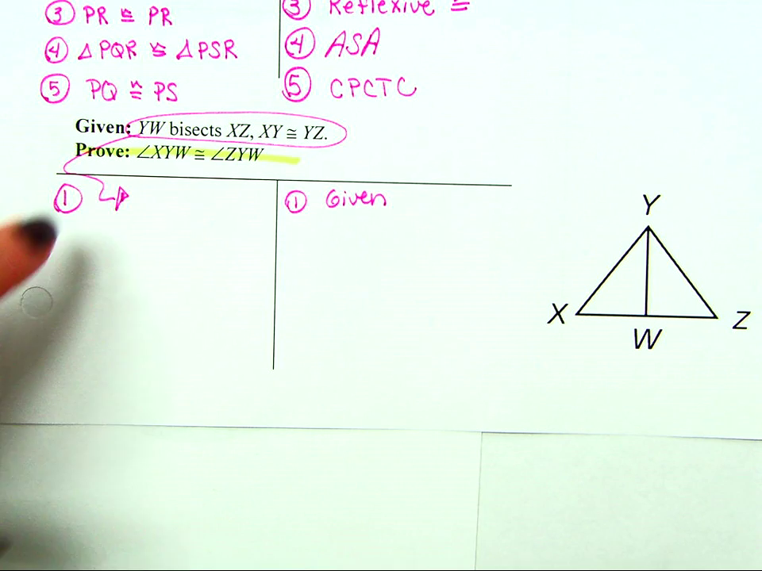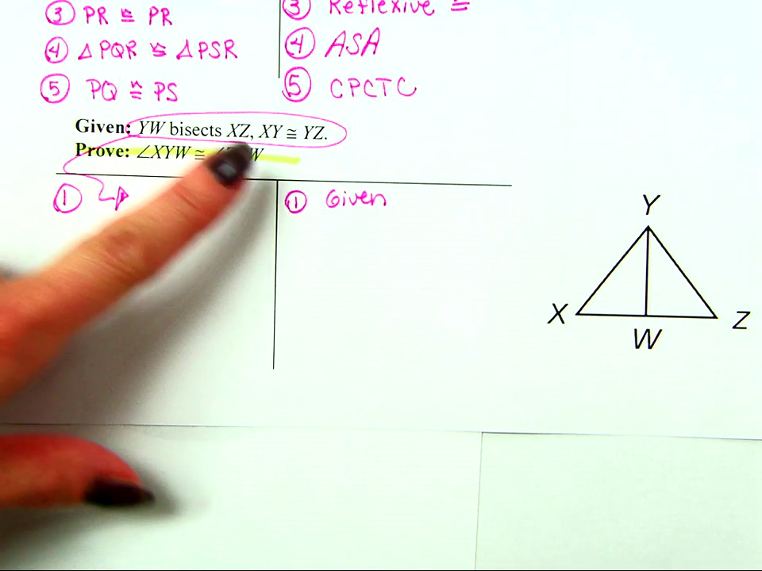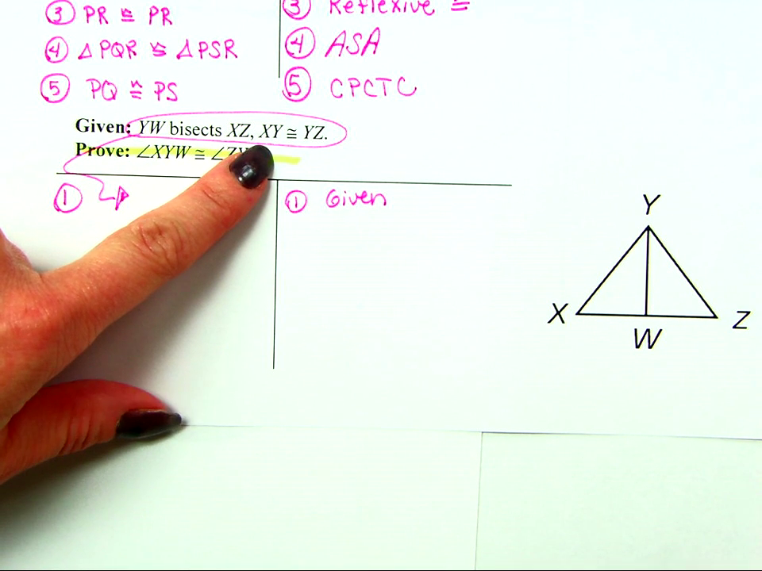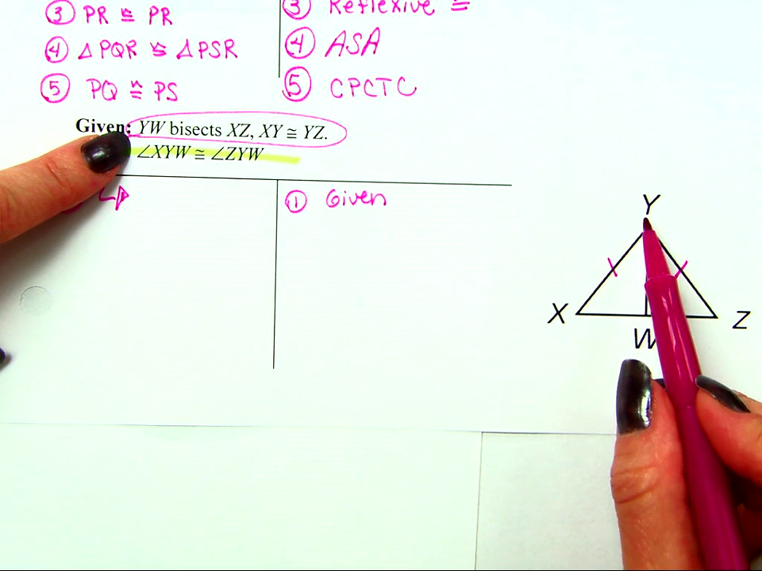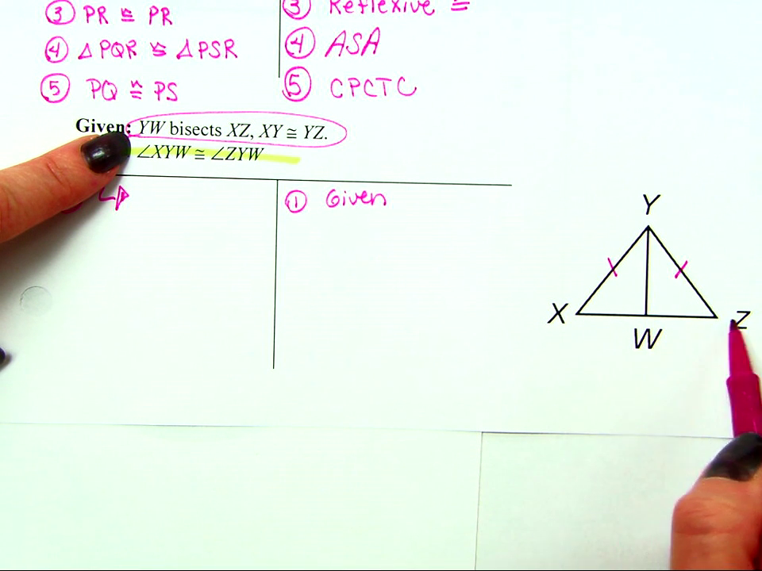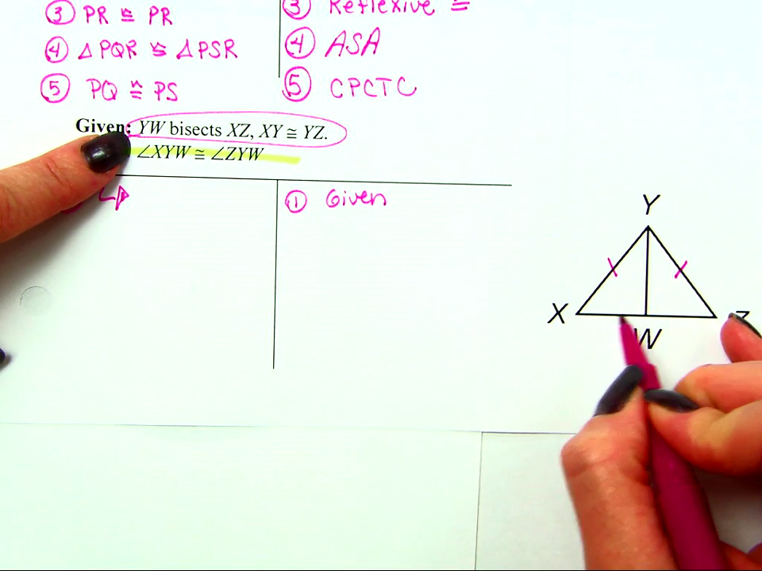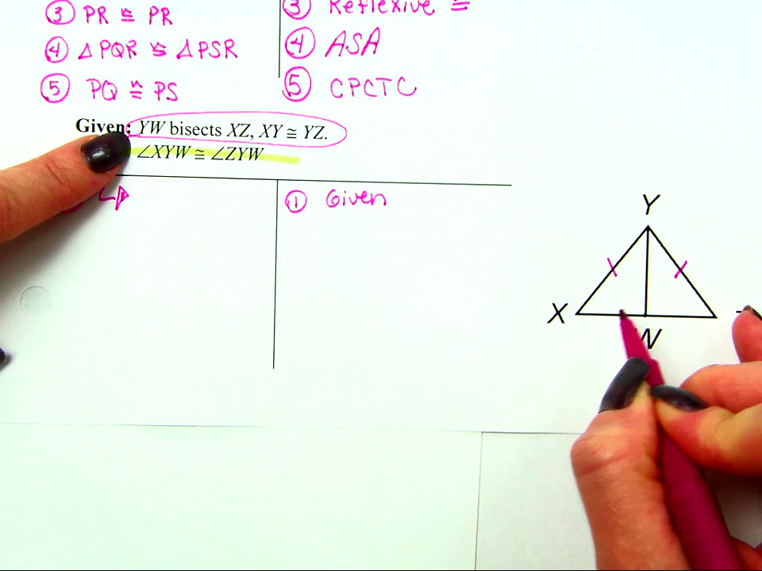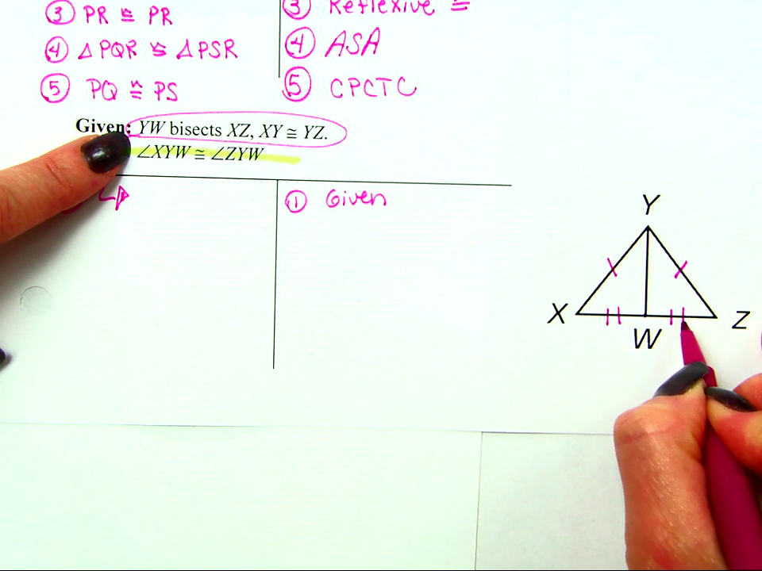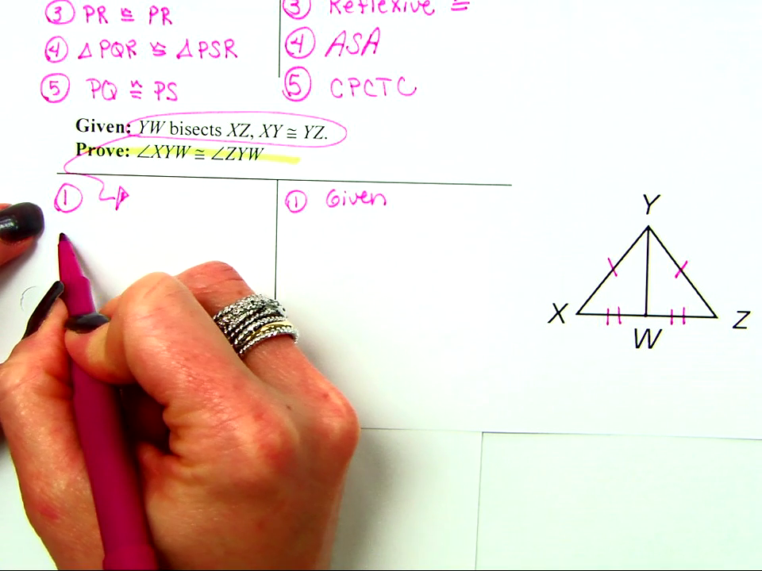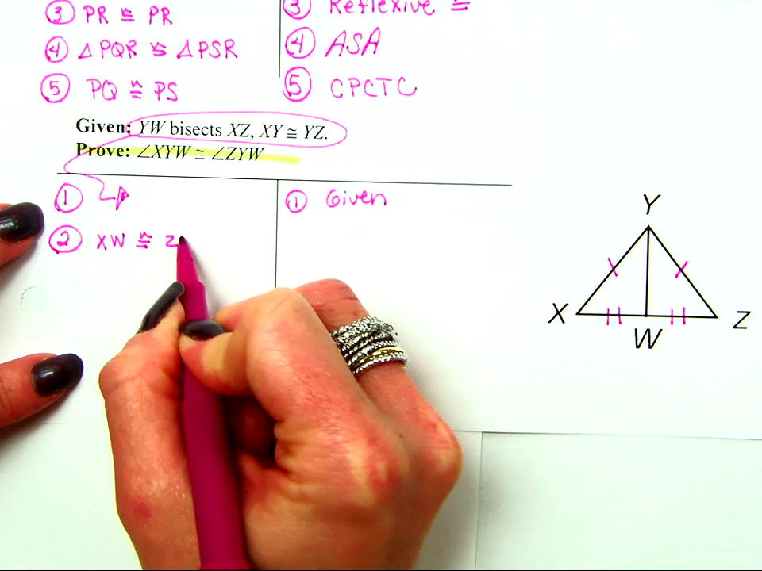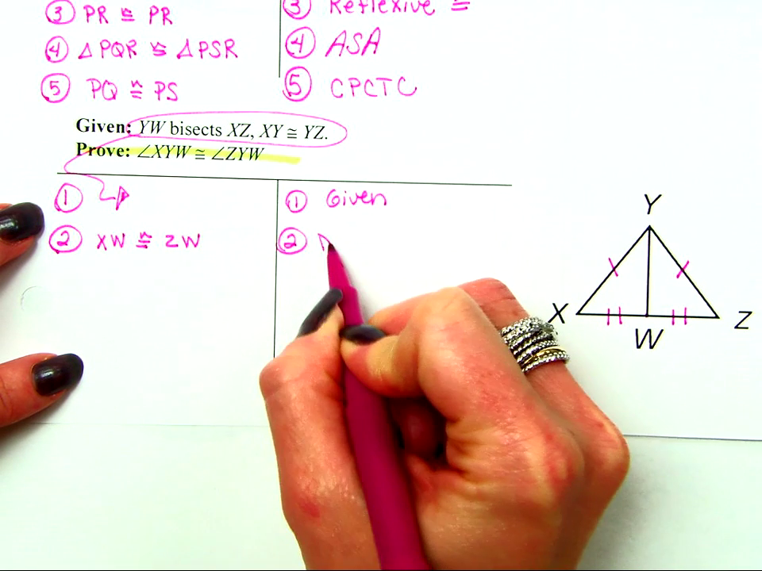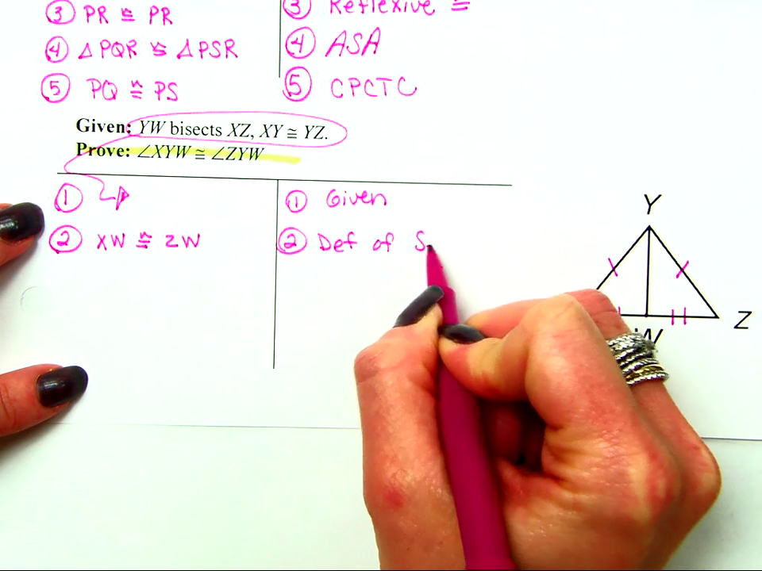WY bisects XZ, and XY is congruent to YZ. Well, I'm going to mark my congruent. If we have this bisecting, this time I have a segment bisector. YW is bisecting XZ, the segment. So that would really mean W is my midpoint, that these two segments are equal. And so I'm going to go ahead and say in step number 2 that XW must be congruent to ZW. This time by definition of a segment bisector.